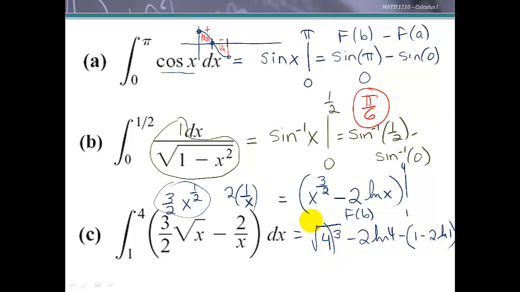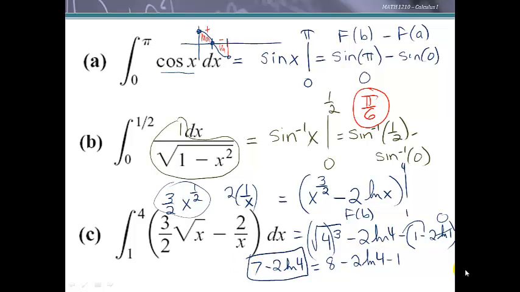So we can square root the 4 and get 2, cubed is 8, minus 2 natural log of 4, that won't simplify, minus 1. Now this minus applies here and makes it a plus, but the natural log of 1 is 0, so that's gone. So it looks like our final answer to this will be 7 minus 2 times the natural log of 4. And we should leave answers in exact form unless told to do otherwise.